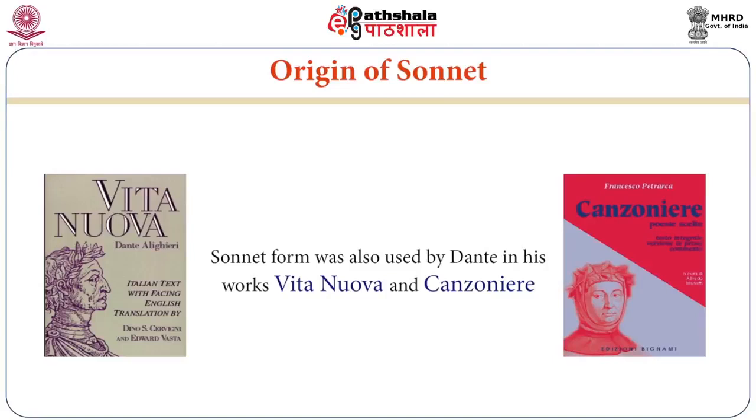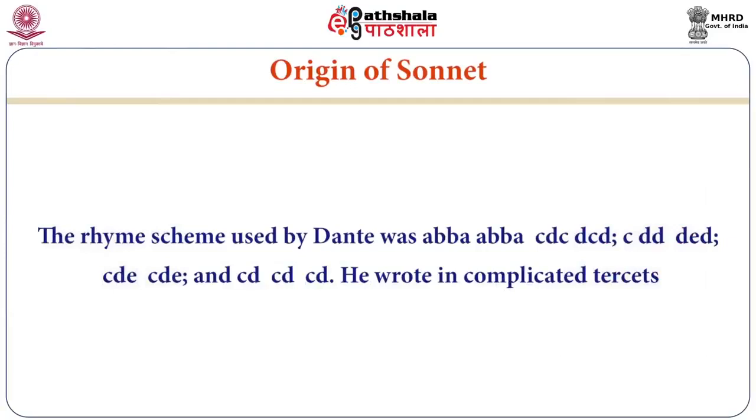Sonnet form was also used by Dante Alighieri in his works like Vita Nova and Convivio. The rhyme scheme used by Dante was ABBA, ABBA, that means 8 lines, CDC, DCD, that means again 6 lines, CDC, DED, CDE, CDE, and CD, CD, CD. He wrote in complicated tercets amounting into 14-lined stanzas.